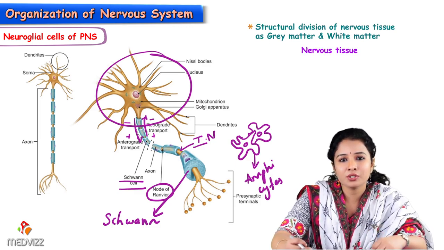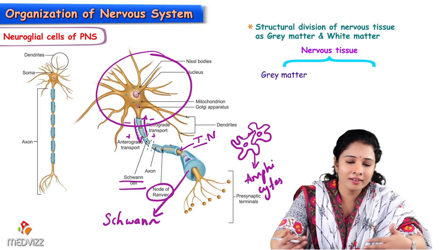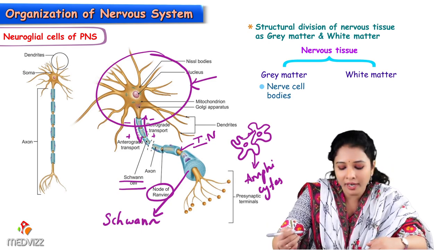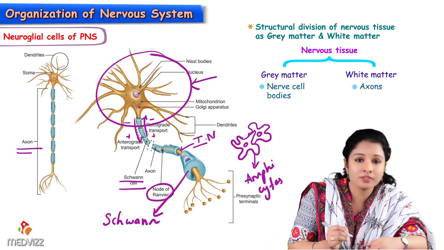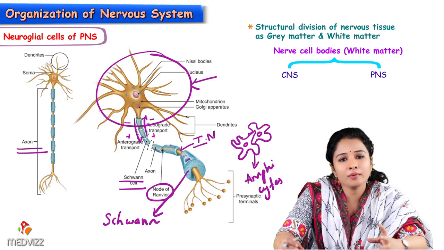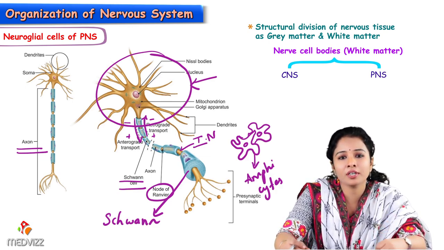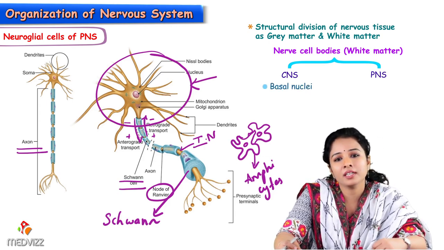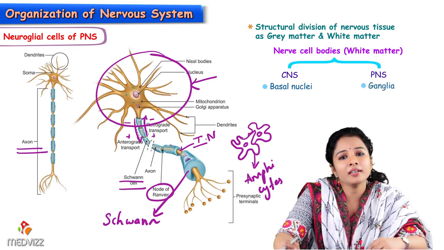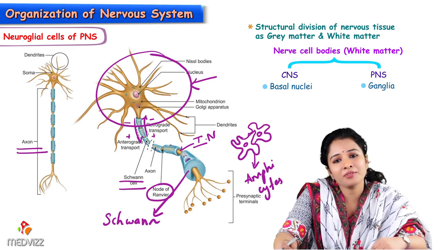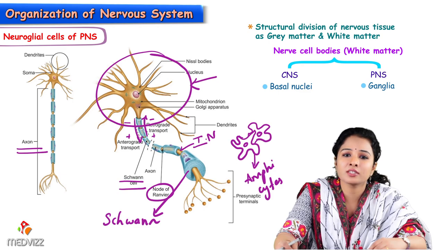Structural division of nervous tissue. It can be divided into gray matter and white matter. Gray matter consists of nerve cell bodies, and white matter is mainly made up of axons. Apart from this, within the CNS, that is within the white matter, if there is a collection of nerve cell bodies, that is called basal nuclei, whereas in the peripheral nervous system, they are termed ganglia. White matter in the CNS forms tracts, ascending and descending tracts, which are myelinated by oligodendrocytes, whereas in the peripheral nervous system they are myelinated by Schwann cells.